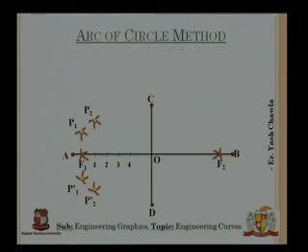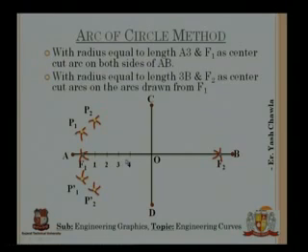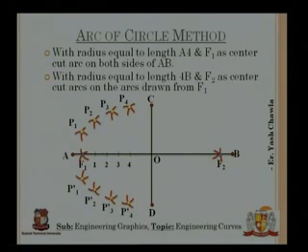Now I'm going to do the same thing for 3 again. A to 3 will be my radius, center will be F1, cut arcs above and under. Then 3 to B will be my radius and F2 will be my center, cut arcs above and under on the same arcs, like this. So I will get my P3 and P-3. Then I'll do the same thing for 4 again. So I have P4 and P-4.